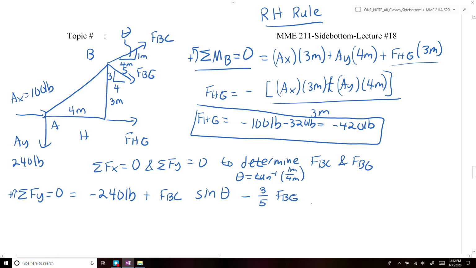All right. So we're going to rearrange this equation to solve in terms of F_BG. If we rearrange this equation for F_BG, F_BG would be equal to 5/3 F_BC sine theta minus 5/3 times 240 pounds.